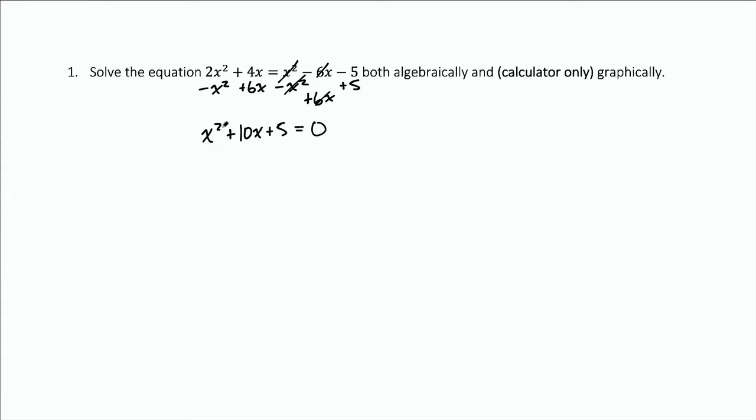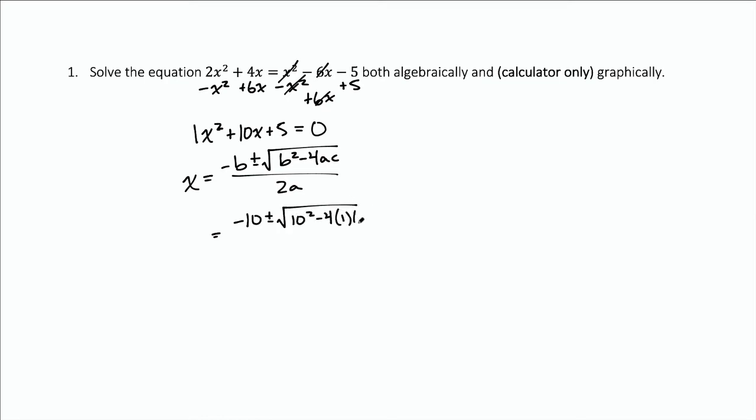This quadratic here, you can try factoring it, but it turns out that it doesn't really factor in any nice way. You can figure that out just by trial and error and realize nothing's going to work out. So then we can use our quadratic formula: x is equal to negative b plus or minus the square root of b squared minus 4ac, over 2a. a is 1, b is 10, and c is 5. So we get negative 10 plus or minus the square root of 10 squared minus 4 times 1 times 5, and then divided by 2 times 1.